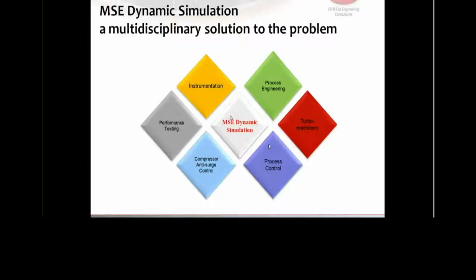The dynamic simulation takes from our expertise and knowledge on all the different areas of engineering that you can see. You need to know about the compressor and surge control. You need to know about process control, process engineering, turbo machinery. You need to know performance testing, performance evaluation, and of course instrumentation, that you can see, and what is the information that you're looking at.